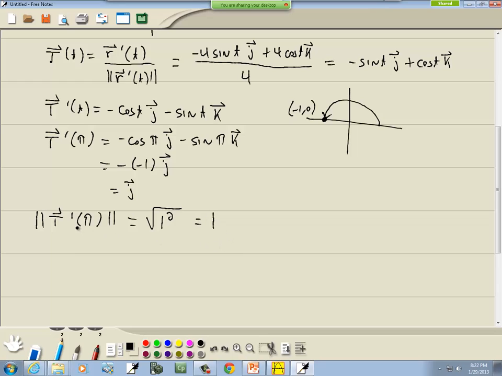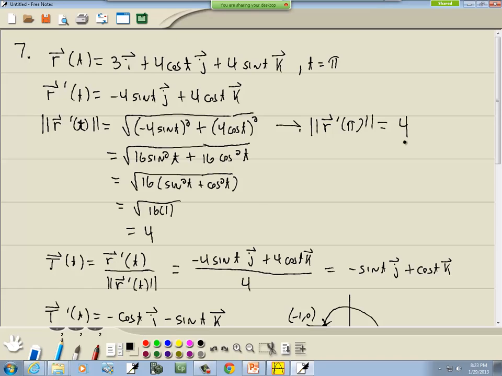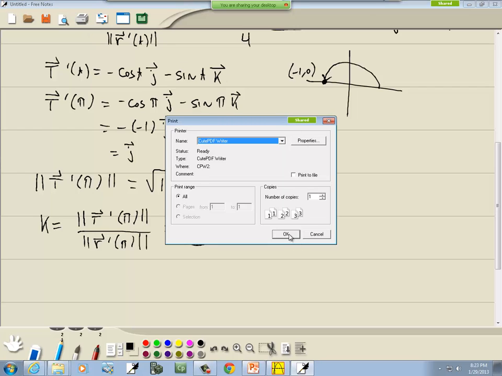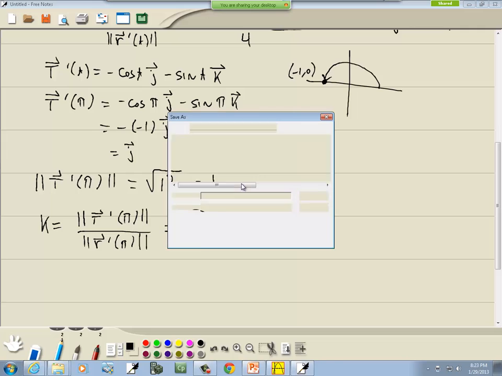Okay, so now we have all the pieces we need. So our curvature is going to be equal to the magnitude of T prime of pi over the magnitude of r prime of pi. Well, the magnitude of T prime of pi is 1, and the r prime magnitude we said was 4. So we get our curvature is equal to 1/4. And that's our first way of doing that problem. So let me save that.